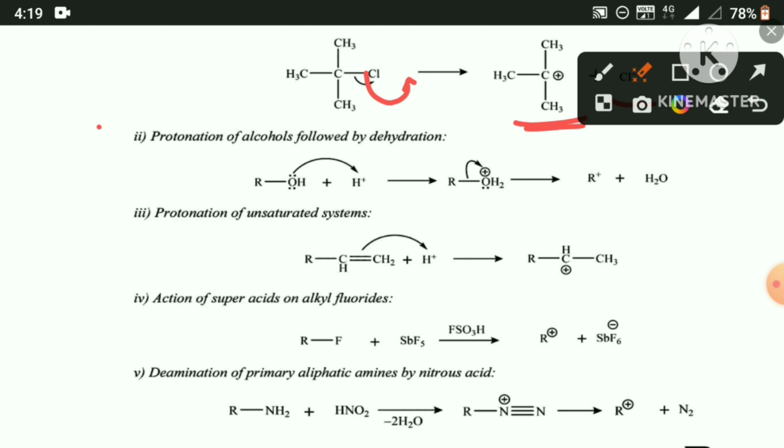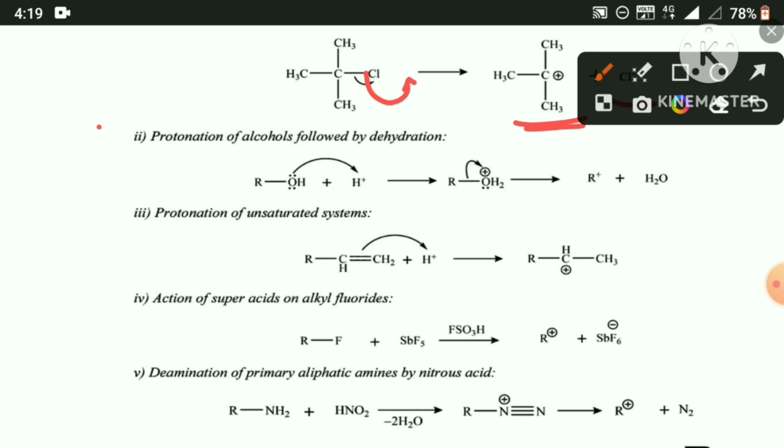Then deamination of primary aliphatic amines by nitrous acid. This is a primary amine, and HNO2 is nitrous acid. So it's converted into a diazonium group. The diazonium group N2 plus is a better leaving group. Now this N2 plus is easily removed from the alkyl group. So the alkyl group gets a positive charge. So we get a carbocation. In this manner, carbocations are generated.